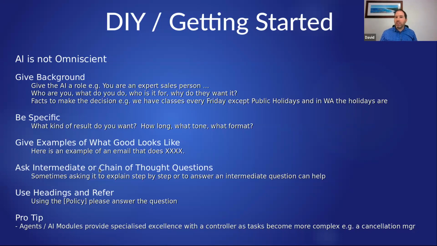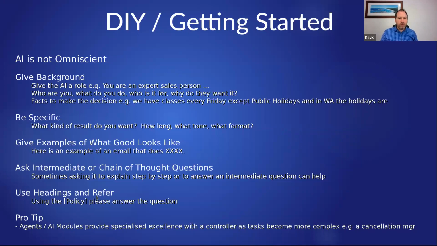Asking intermediate questions, which were the ones I said in the middle, where it was, tell me the total value of the hours. Chain of thought is where you ask the AI to explain its reasoning. Now, if you're asking something complicated, that can really help, because for some reason, if you ask an AI to explain how it came to a conclusion, it comes to a better conclusion. It's just like doing workings in a maths test. You're more likely to get the right answer. The AI is the same.